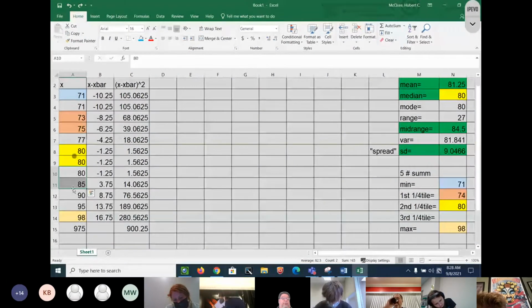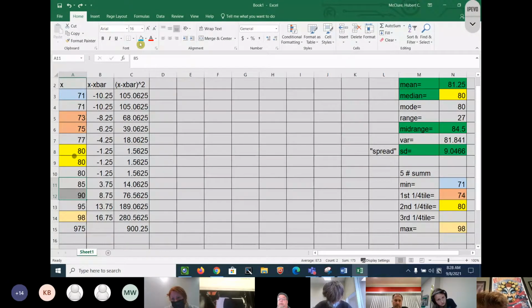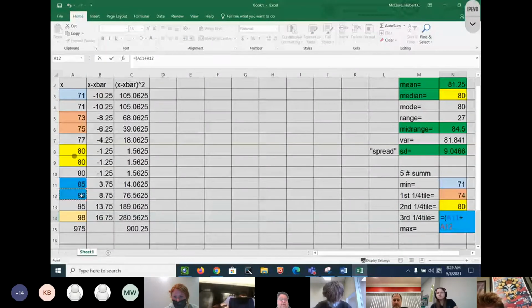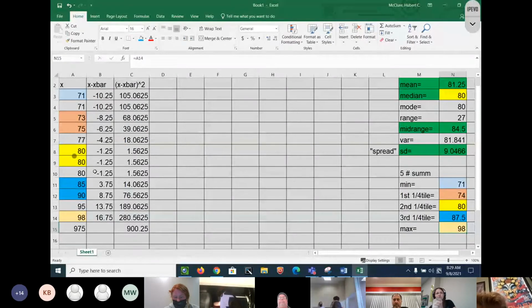So 1, 2, 3. 1, 2, 1, 2. There it is. And we're going to color those aqua. And that's going to be aqua equals parentheses 85 plus 90 divided by 2. And there is your 5-number summary.